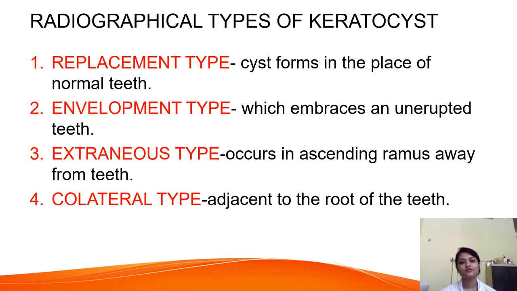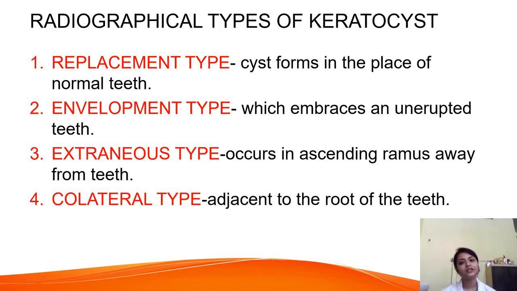Now, what are the types of keratocyst radiologically? Actually, there are 4 types. First is the replacement type, that is replacing the tooth. Replacement means replacing the tooth. There will be no tooth or tooth bud in that place. Only the OKC, that cyst, will be there.